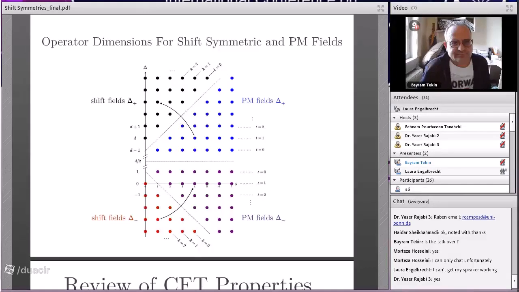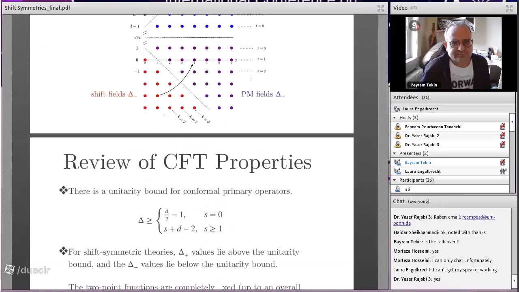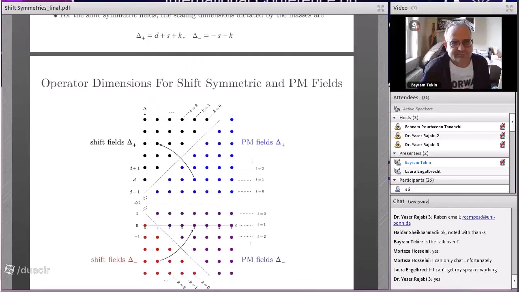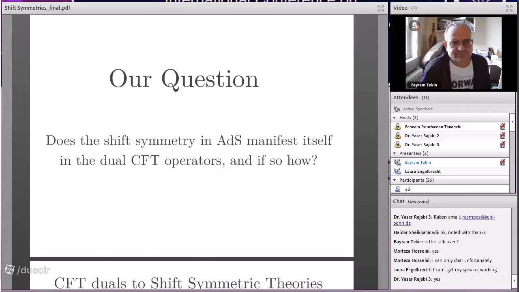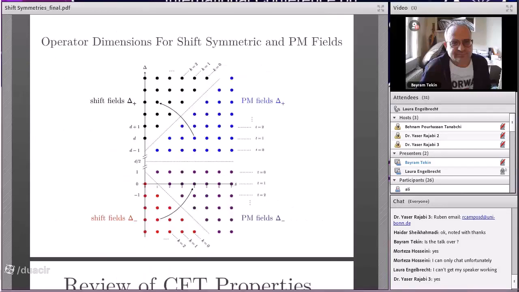So here's an image that maybe will help you visualize where these shift symmetric theories occur. The CFT duals to the shift symmetric theories that have the delta plus scaling dimension are shown with the black dots. The delta minus ones are shown with the red dots. And then on the other side, we have the, my thing is scrolling. Sorry, it just started scrolling without me doing anything.